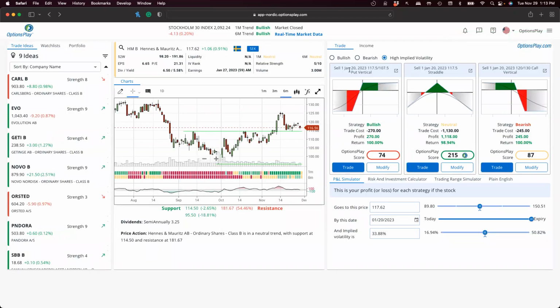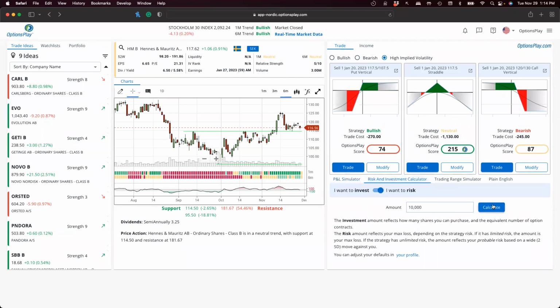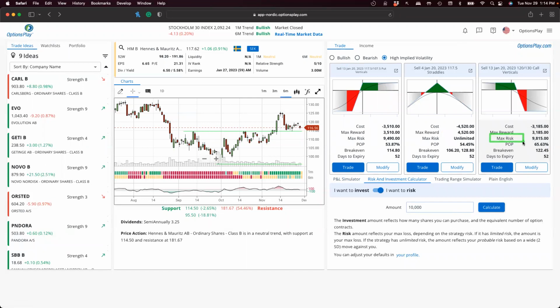And when I save this as default, every time I'm looking at a trade, whether it's a debit spread or a credit spread, I can click on the risk and investment calculator and just click on the calculate button. What it automatically does is calculate the number of contracts that I can buy or sell of a specific debit or credit spread, and make sure that the max risk on that strategy is within the 10,000 crowns that I can risk on this particular trade. 10,000 is 2% of 500,000, right?